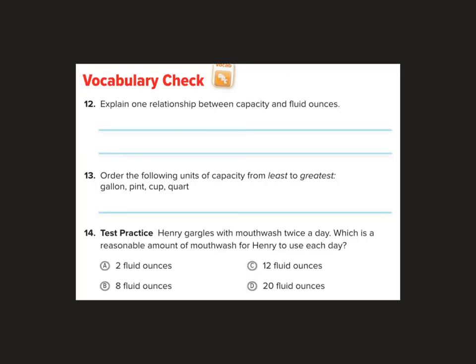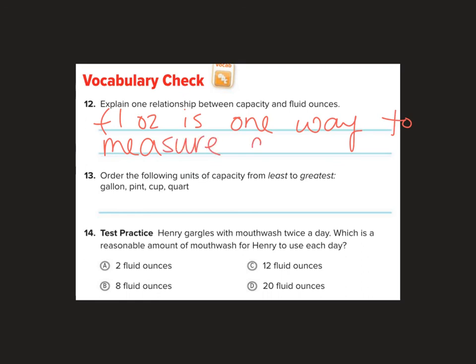And lastly, but not least, explain one relationship between capacity and fluid ounces. Fluid ounces is one way to measure capacity. Right, we could, instead of one way, we could say the smallest way to measure capacity too.